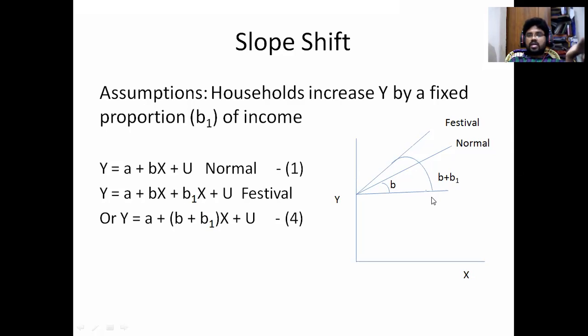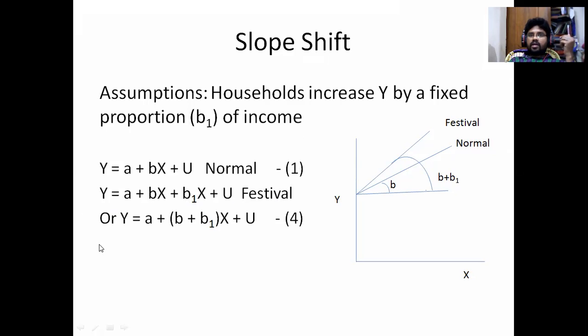Generally, as you know, if income increases, consumption may change during the normal period. But if you take the festival period, if income increases, how much does your consumption change? So this is y is equal to a plus bx plus b1 x1 plus u, where u is the error term, for the festival period.